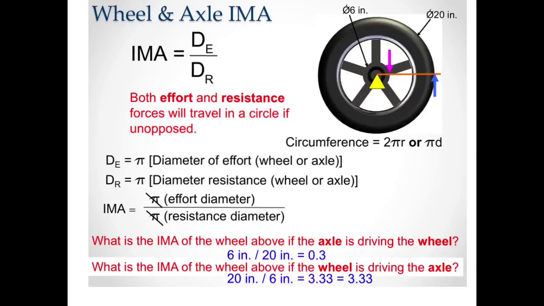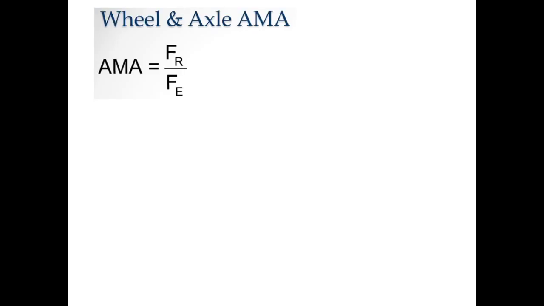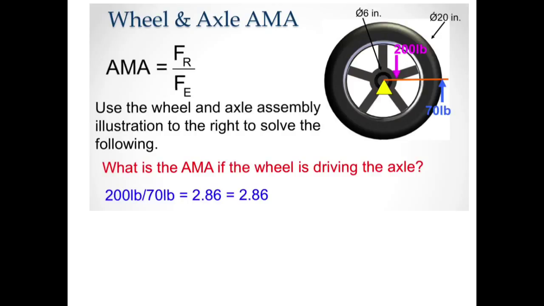So I just moved the wheel about a third, and I have gone the same distance as it is around for the axle. Just like all the simple machines you've done so far, whenever we're finding the actual mechanical advantage for a wheel and axle, it is the same. My actual mechanical advantage is equal to my force resistance divided by my force effort. Looking at this same example that you just did for your IMA, now we're looking at the AMA.